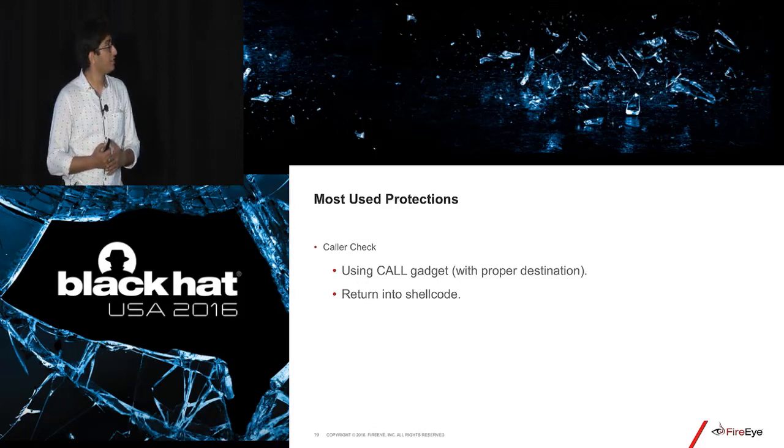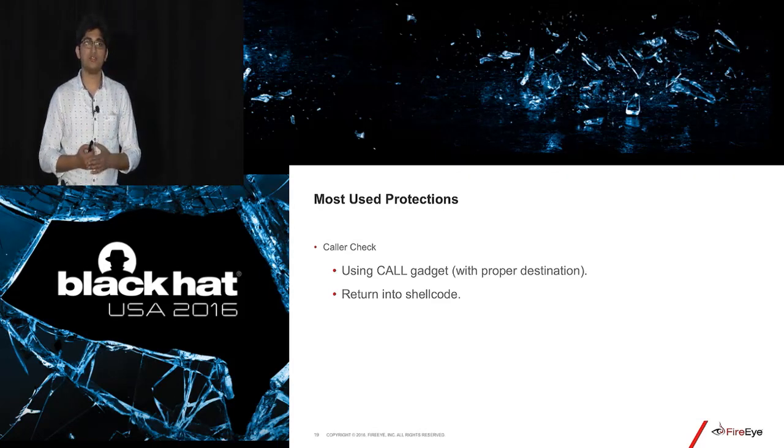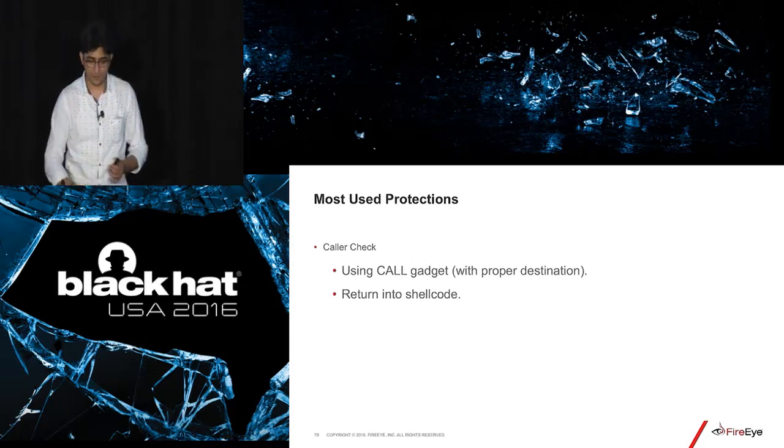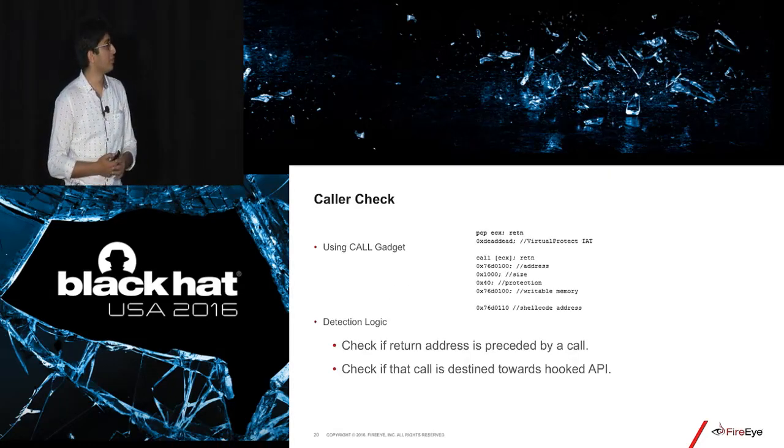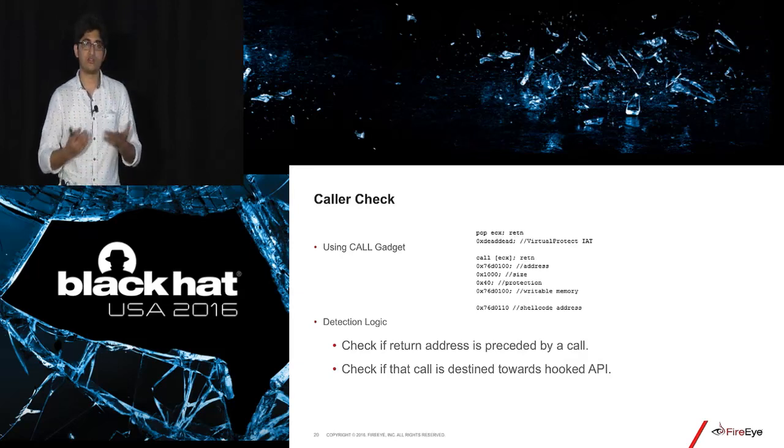And for that, either we use a call gadget, as in we find a gadget which calls an API and then returns, or we can use return into shellcode. So I think this is very obvious. What you do is you find a call register return gadget, and you populate the register with the value of VirtualProtect, or any single API that can be called to mark your shellcode as RWX, and then you can point to that.